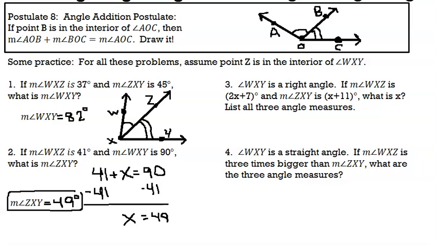That's what that M means. When you see that M in front, that's a measurement. It's basically, what is the measure? How big or how small is the angle? All right.